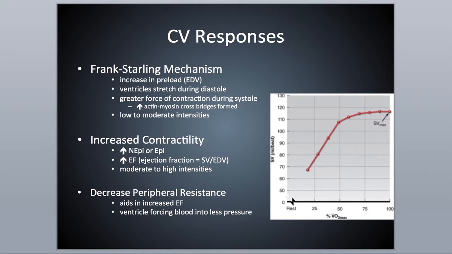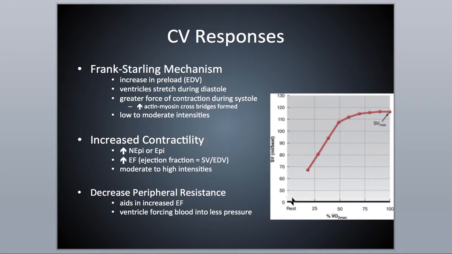We have that slight stretch because of that increase in end diastolic volume, also known as preload. And we're going to have what's known as the Frank-Starling mechanism. We're going to have an increase in the force of contraction because we've slightly stretched those cardiac muscle fibers. And now we have an increase in actin-myosin cross-bridging forming, thus an increase in muscular contraction.